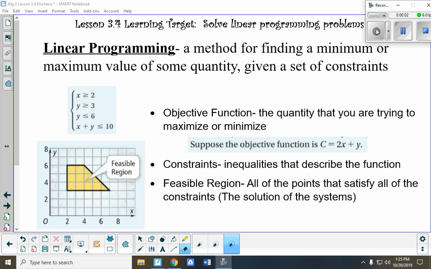Alright, in this video we're going to talk about linear programming, and that is a method for finding a minimum or maximum value of some quantity given a set of constraints. Now let's just talk a little bit about some of the vocabulary that you'll see in this lesson.